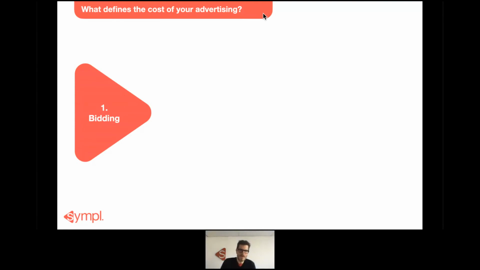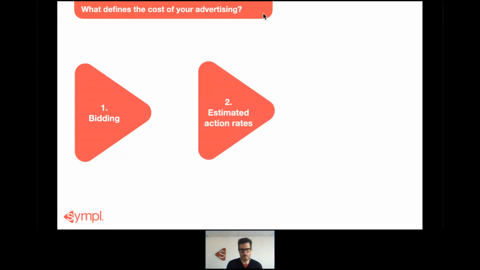But first of all, there's a bidding. You can actually tell Facebook how much you're willing to pay for a conversion, so for somebody applying for your recruitment. You can tell them, I'm willing to pay, for instance, €5, €10 maximum for somebody clicking to my site, somebody converting, and so on. That's the bidding system of Facebook.